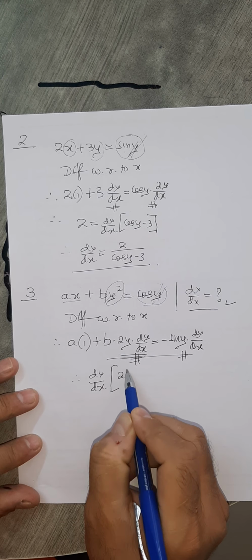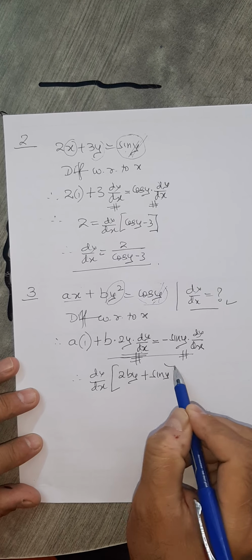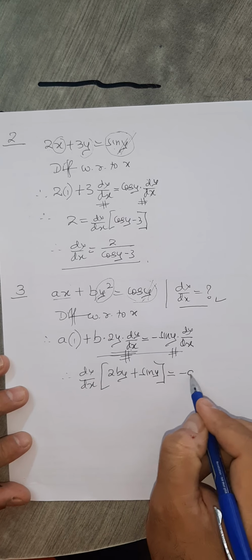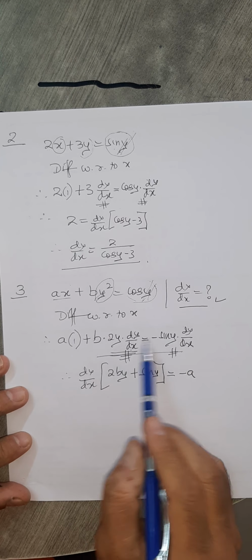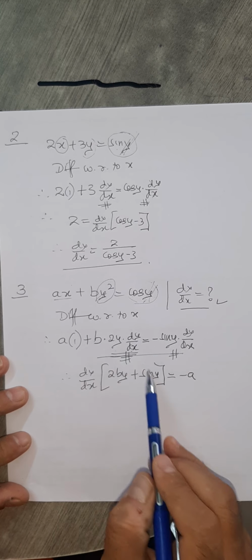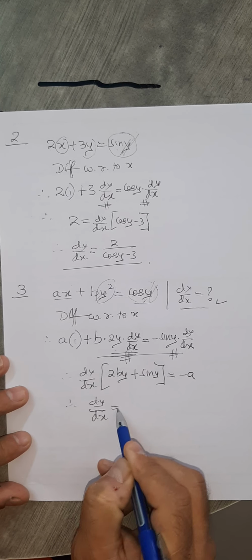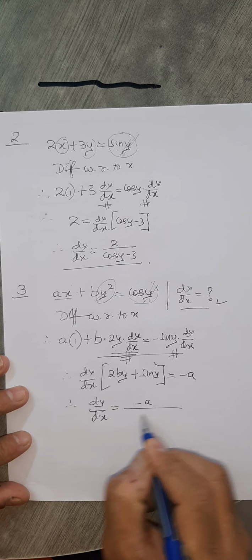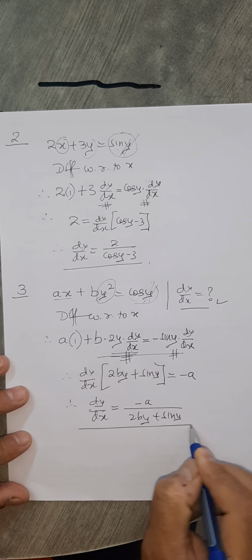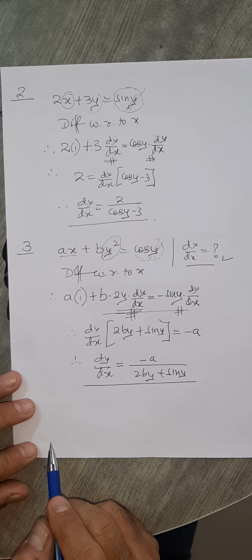So this is 2by. You take this one on the right side, plus sine y equals to, I'll take this a over there, so minus a. What I did? Taking dy by dx common from this 2. So 2by plus sine y minus a. So dy by dx equals minus a upon 2by plus sine y. This is your dy by dx.